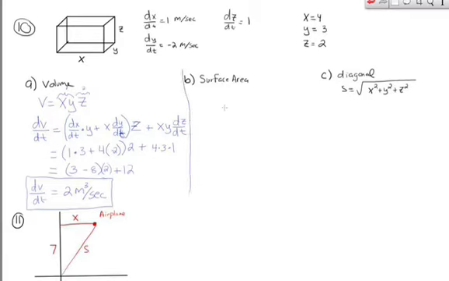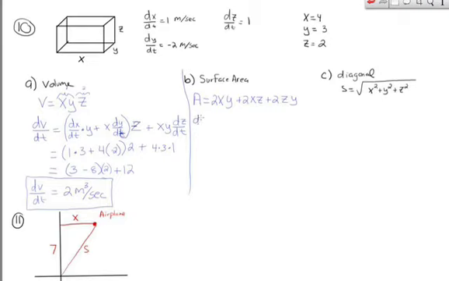Alright, so essentially we're going to do the same thing on part B, except now we're looking at surface area. And the surface area, I'm just going to call it A, would be the area of all the squares, rectangles. And so we have, the area would be 2 times x times y plus 2 times x times z plus, what am I missing? 2 times z times y. Alright, that should do it.